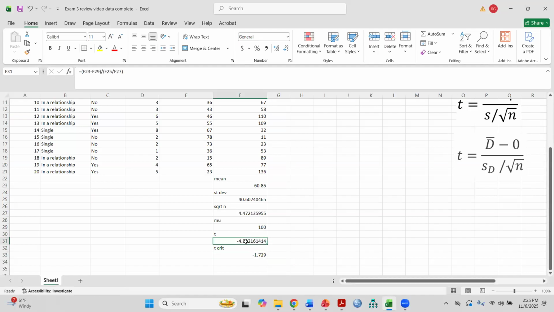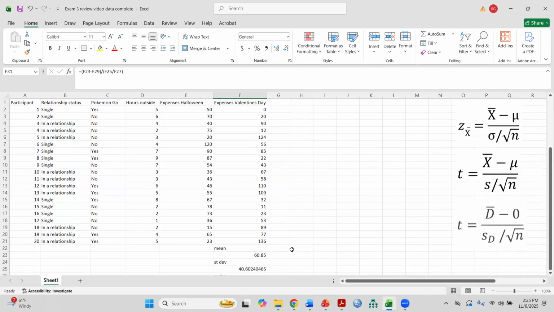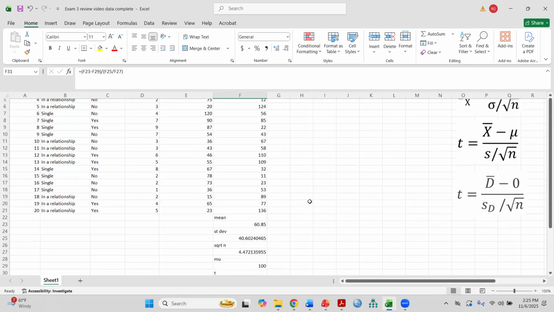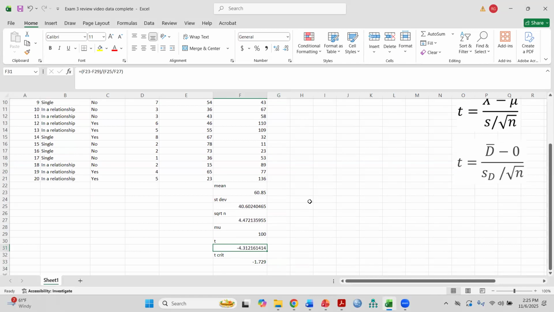So we are definitely wrong in terms of our hypothesis that we thought that our sample was going to spend significantly more money on Valentine's Day. But in this case, it is still true that because negative 4.31 is significantly different from negative 1.73, there is still a statistically significant difference between the sample mean and the population mean. It's just not in the direction that we had originally hypothesized.